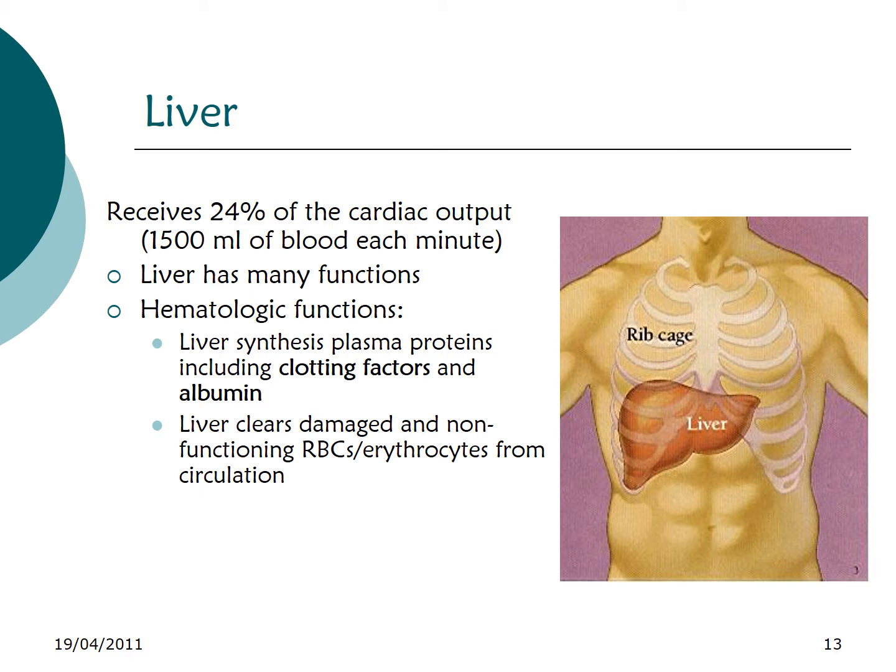The liver receives 24% of the cardiac output. That is about 1,500 mLs of blood each minute. It has many functions, and some of those functions include synthesis of plasma proteins, including clotting factors and albumin. It also clears damaged and non-functioning RBCs, erythrocytes, from the circulation. So it's very, very important.